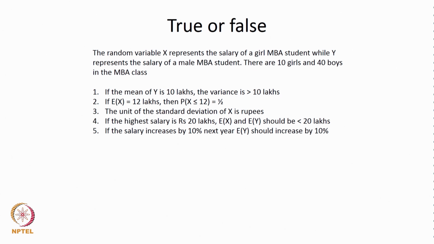If the highest salary is 20 lakhs, then E of x and E of y should be less than 20 lakhs. We could say true. The only case that will happen is all of them have the same 20 lakhs, in which case they will be equal to 20 lakhs. So, we can generalize it and say E of x and E of y should be less than or equal to 20 lakhs is true. If the salary increases by 10% for everybody, E of y should also increase by 10%. Yes, E of y would also increase by 10%.